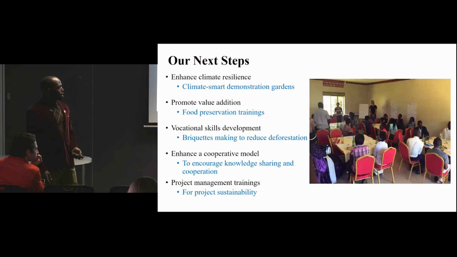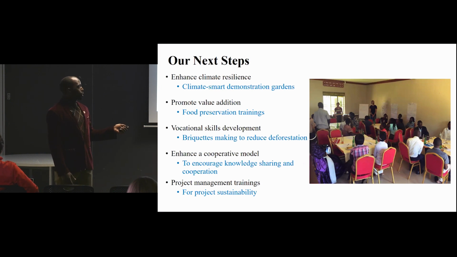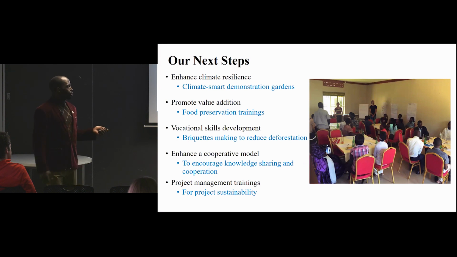So our next steps, we are trying to come up with some projects. Some of them are already underway. We want to enhance climate resilience, and we are doing this through setting up climate smart demonstration gardens, but taking a market-oriented approach, like helping the people to ask these questions which you just saw. And we are trying to promote value addition because this is a missing link. In our capacity, we are beginning with these food preservation trainings. We are also trying to do vocational skills development just to diversify the livelihood options of people.